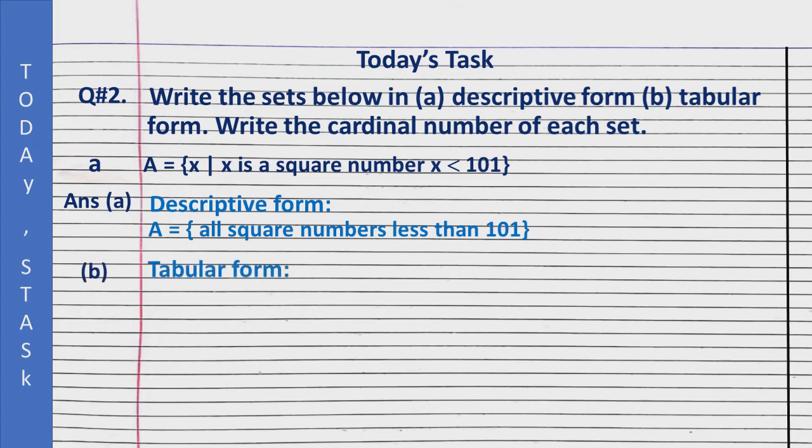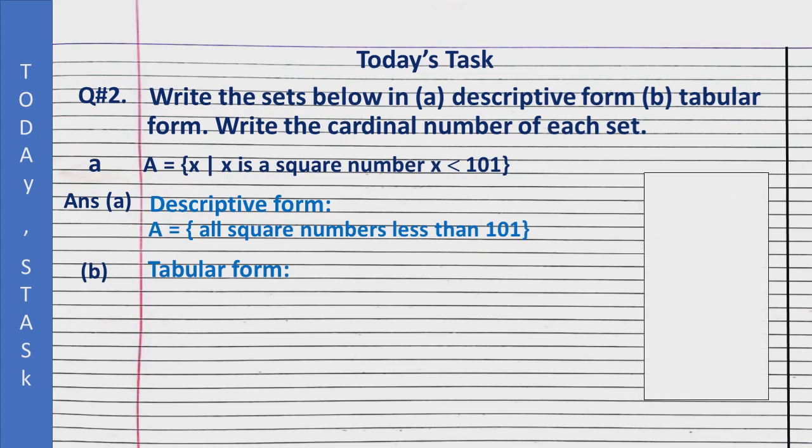Let's write the answer in tabular form. So dear students, before writing the answer in tabular form, we have to solve the question. Dear students, they are asking the square number. Square number means every number is multiplied by itself 2 times, and x less than 101.